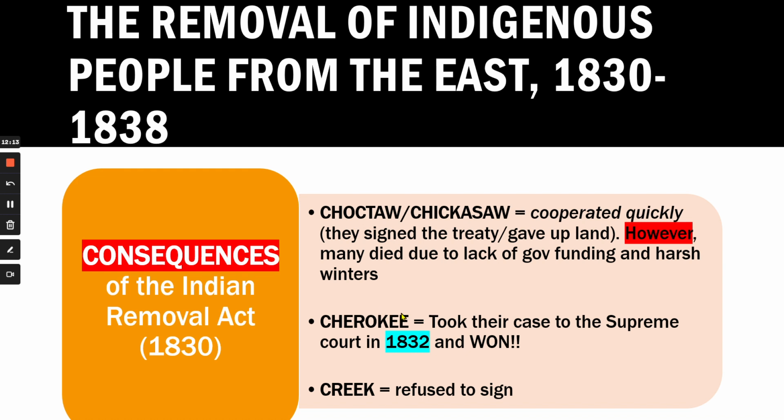The Cherokee weren't having any of this, so they took their case to the Supreme Court, which is like the Crown Court in England, in 1832, and they won. So they were allowed to stay in Georgia, which is where they were before, and Andrew Jackson and the white settlers had no right to take that away from them because it was in law now. The Creek just refused to sign altogether.